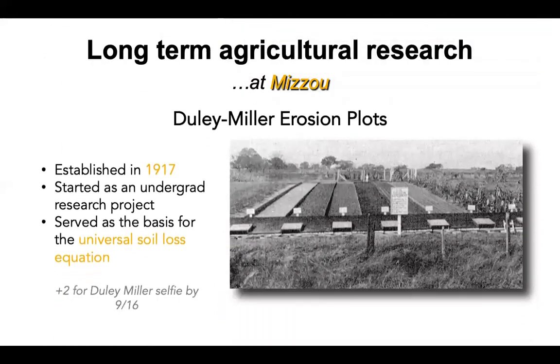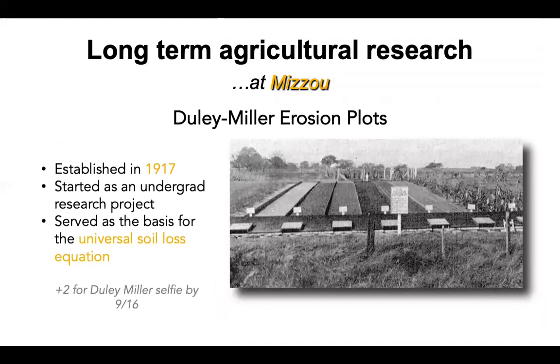The other long-term agricultural research here at Mizzou are the Duley-Miller erosion plots. So these were started in 1917. You can see from this awful old grainy photograph. Interestingly, these started out as an undergrad research project. So, undergrads then and now are important drivers of research and research questions.